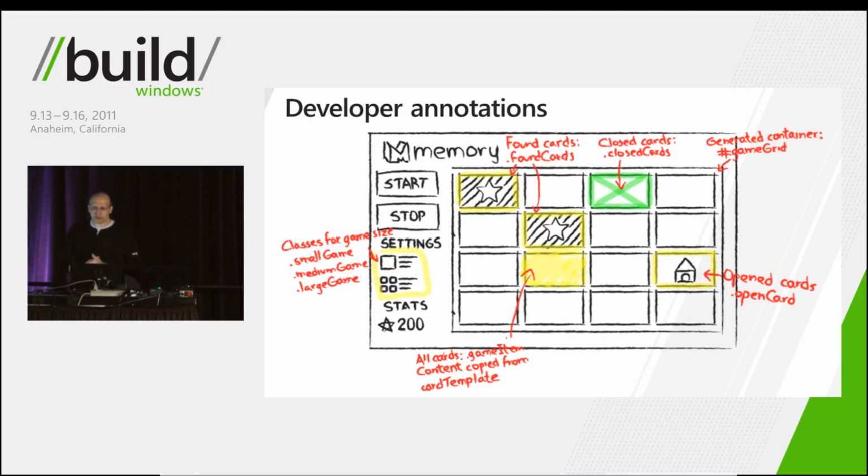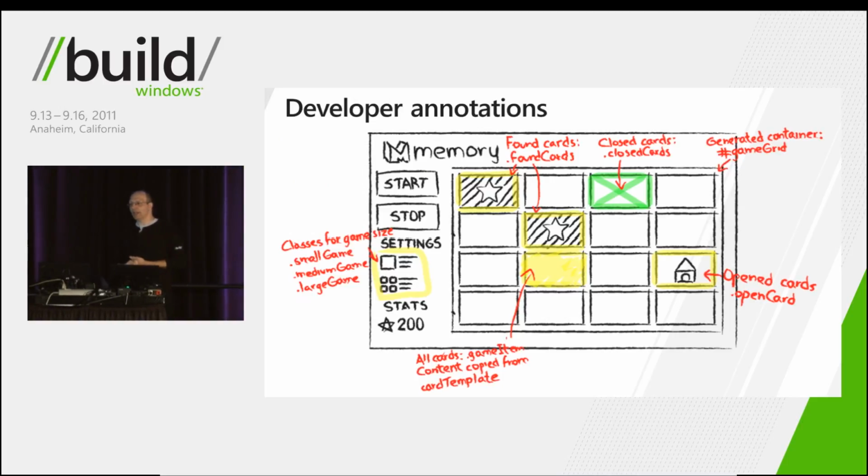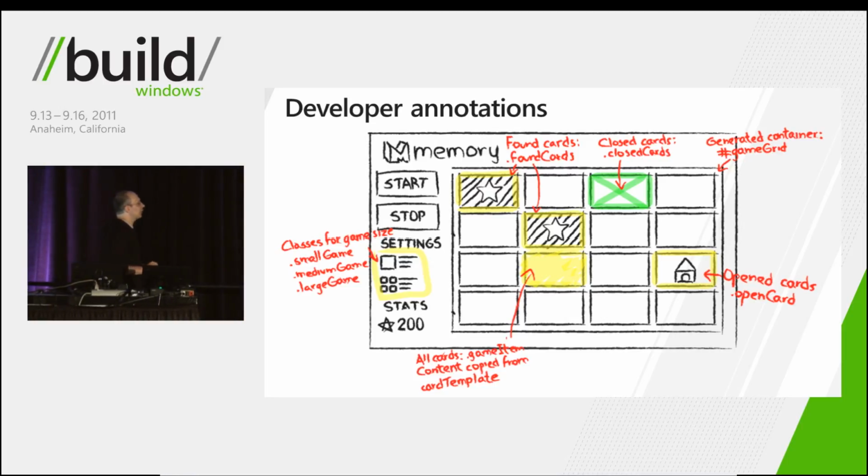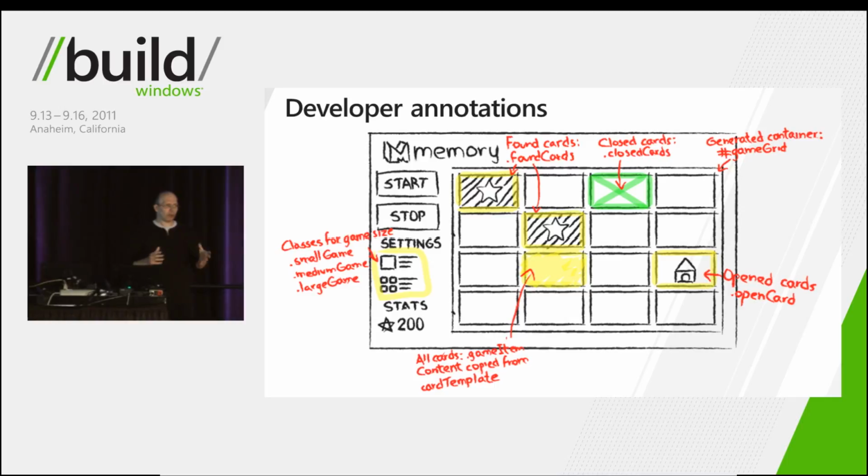My developer also gave me one more thing, and that is some annotation scribbled right on top of my sketch. And we're going to come back to the slides a few times while we're doing the demo. This is basically just information that tells me about the hooks that the code gives me to connect my UI to the different states and the things that are happening in the code.